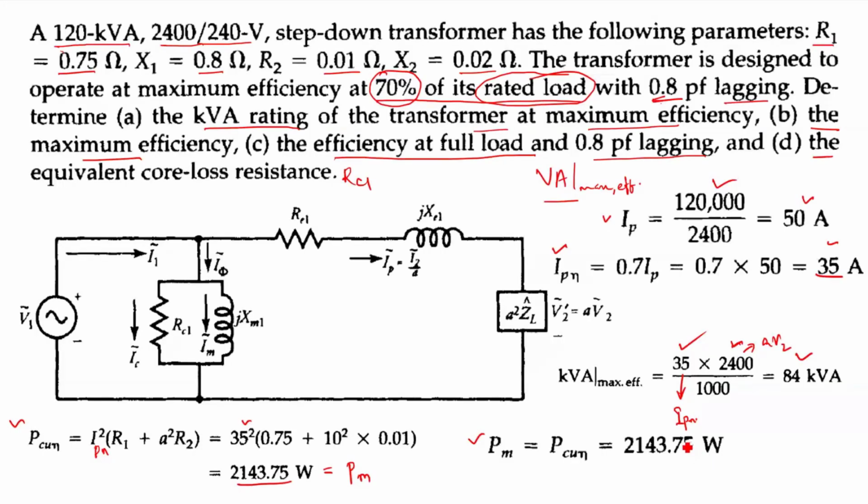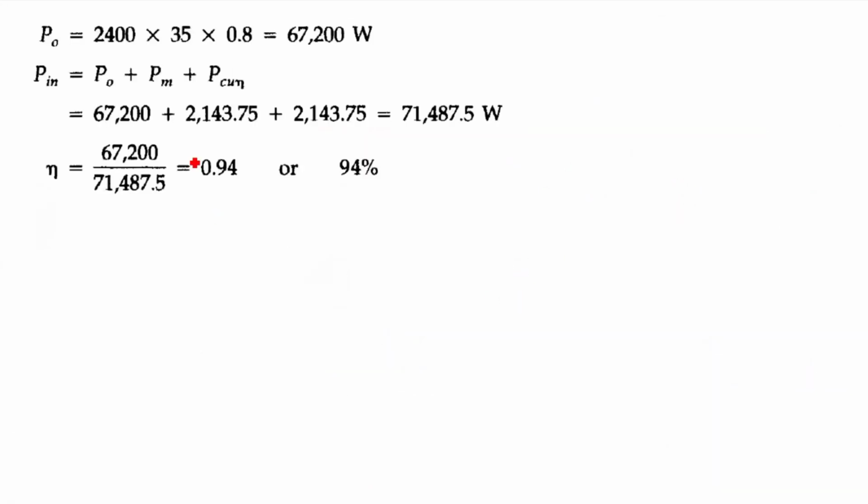Okay. So now we need to find the maximum efficiency. Maximum efficiency is nothing but P out by P in. We have to calculate it under the maximum efficiency condition. For calculating P out, we need to multiply by the power factor. So here P out is 2400 into 35 into 0.8. The 0.8 lagging power factor is given, and that is P out.